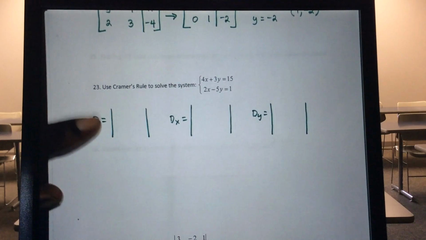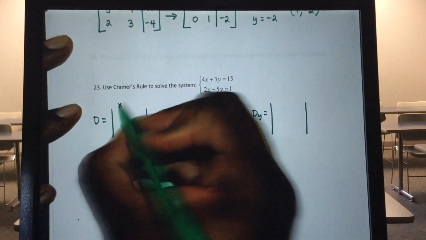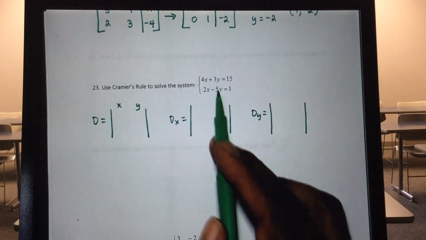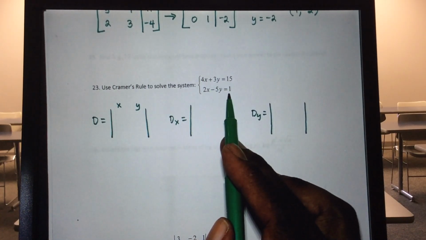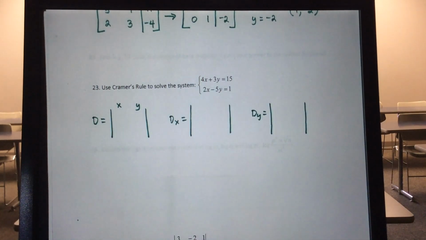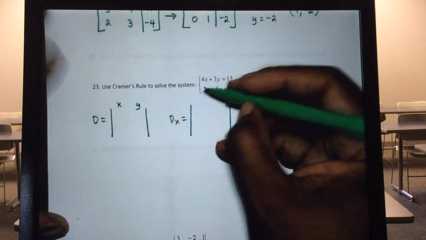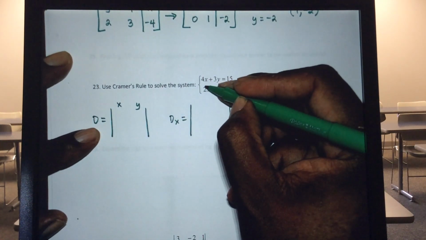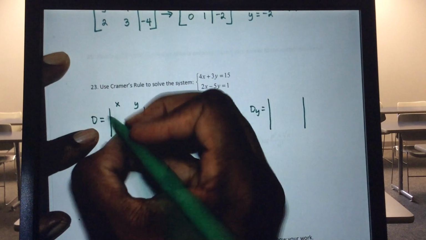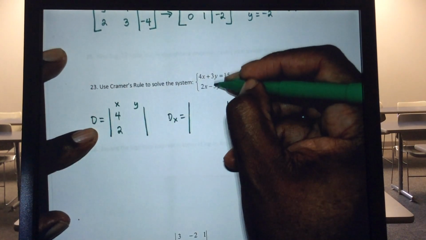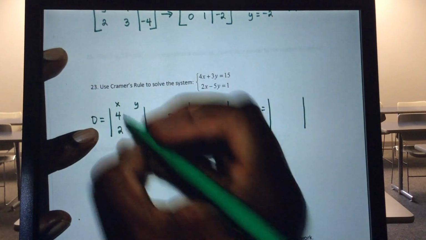Okay, the D matrix always has the x and the y coefficients there. And you want to make sure that these equations are in standard form, where the x and the y are on the left side, the constants on the right side. So here the x column would be these x coefficients, 4 and 2, in that order. The y coefficients in the y column will be 3 and negative 5. That goes here.